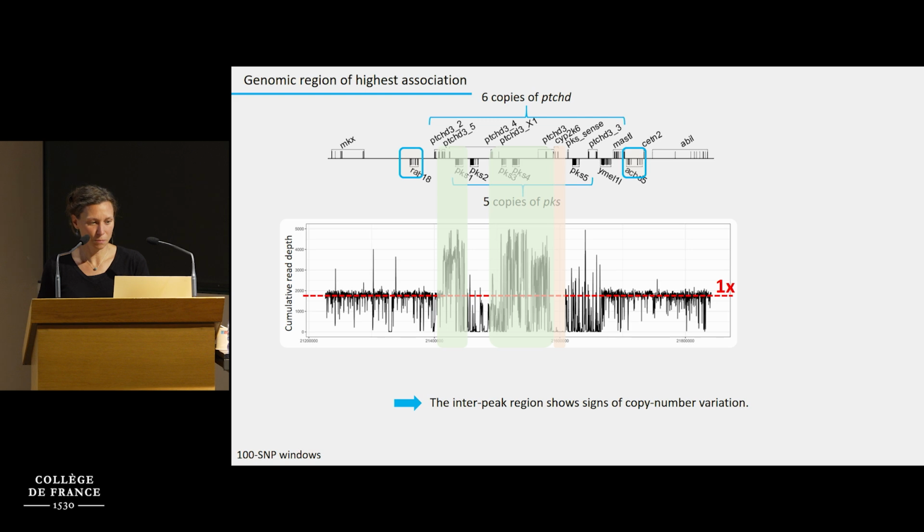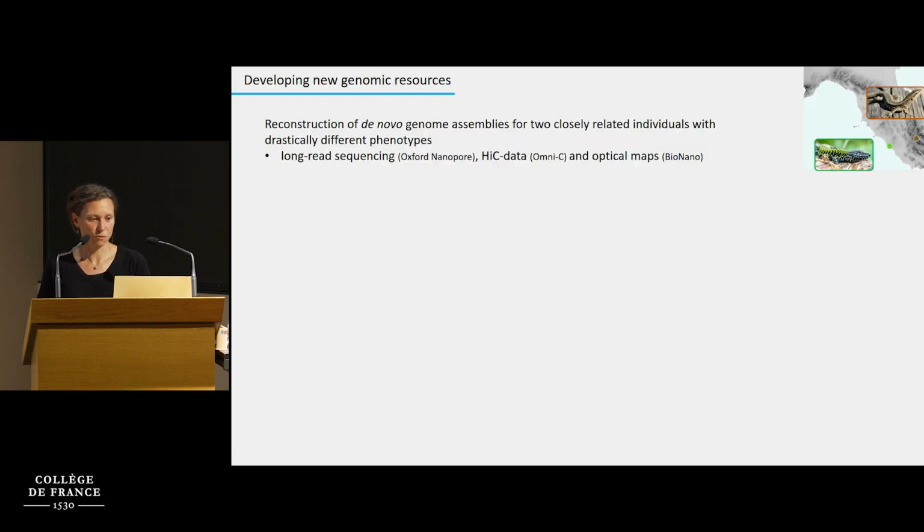To understand better what's going on in this region, we decided to develop some new genomic resources. And here I will cut a very long story very short. We selected an individual from a pure green population and an individual from a pure brown population that are genetically very similar, but phenotypically drastically different. We reconstructed two new reference genomes for them by using a combination of long-read sequencing and Hi-C for assembly. And we also used optical maps. What we ended up with is two new reference genomes that are of excellent quality.